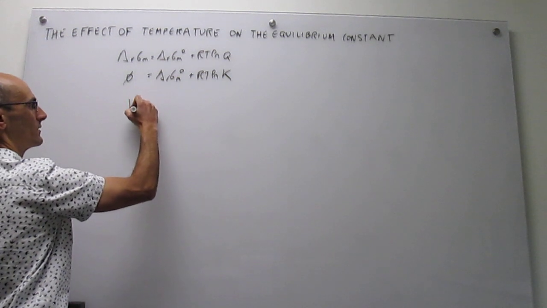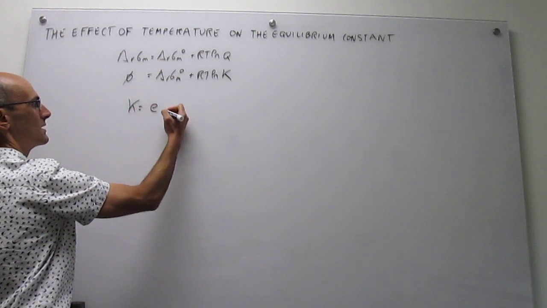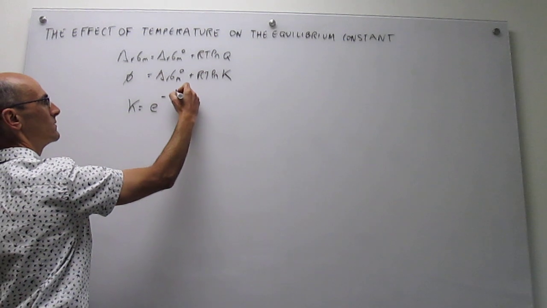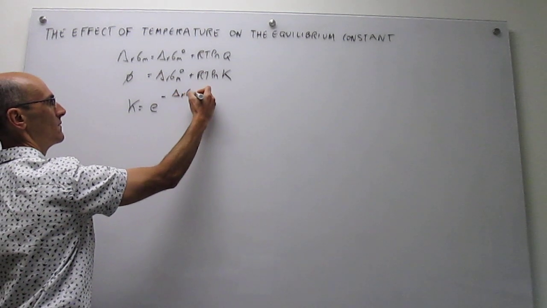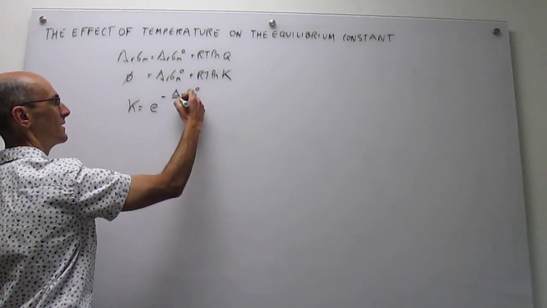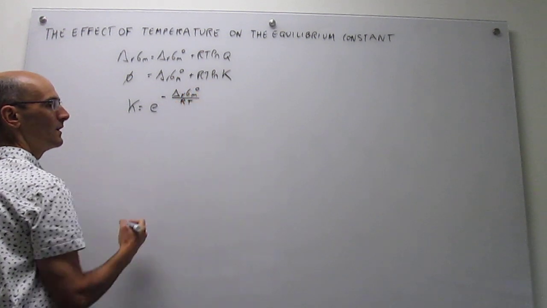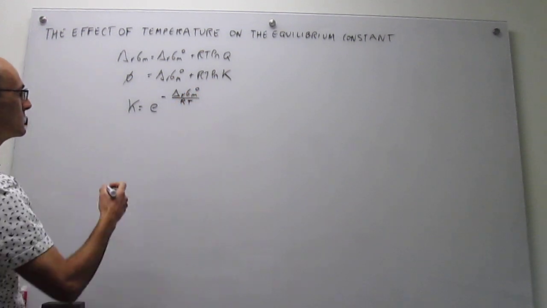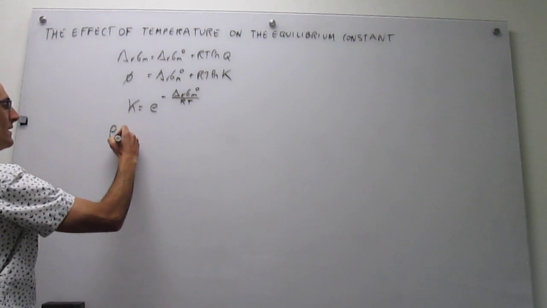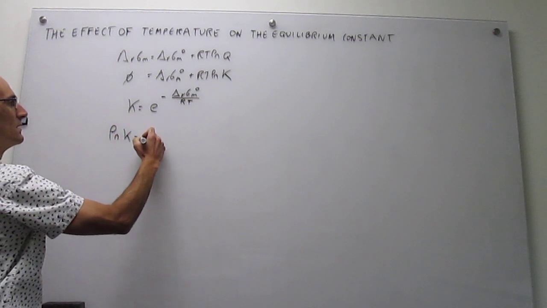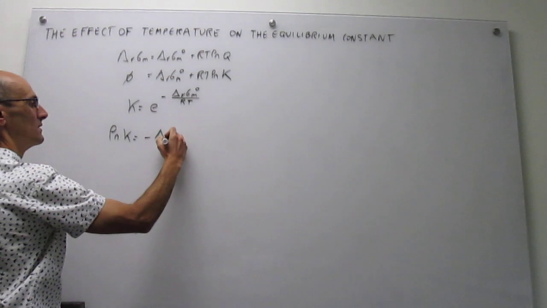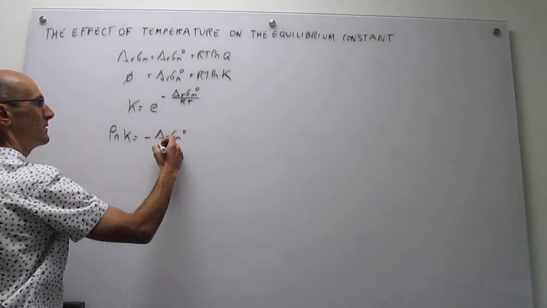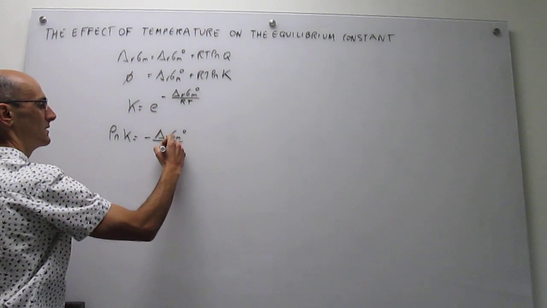If you solve for the equilibrium constant, what you get is that this is equal to e to the minus delta RGM at the standard state over RT. You can take natural logs of this to see a little bit better what that dependence on temperature is, and you get to the following expression: delta RGM at the standard state over RT.